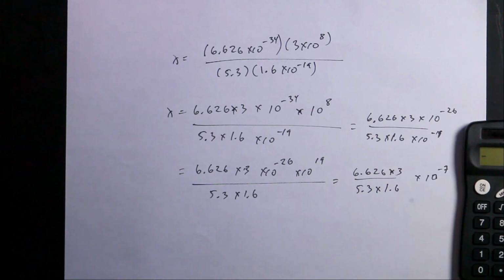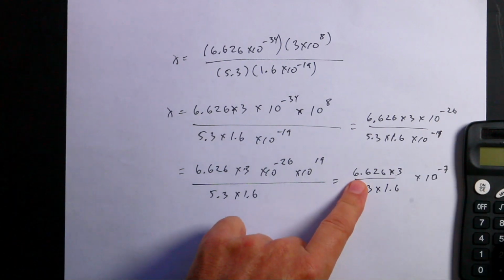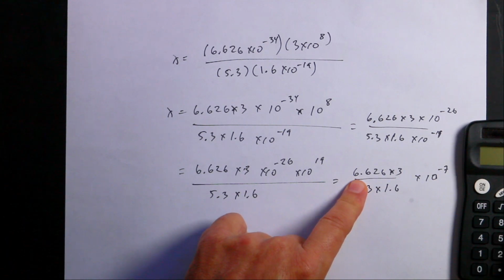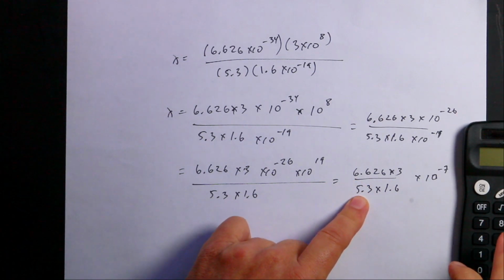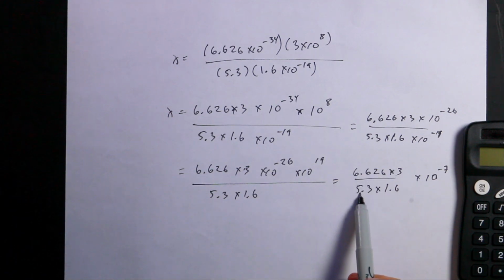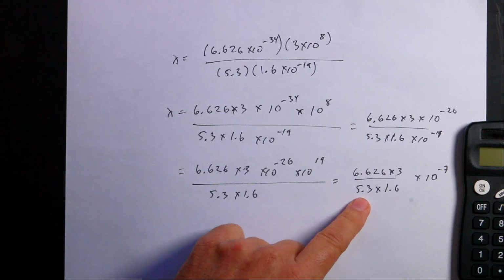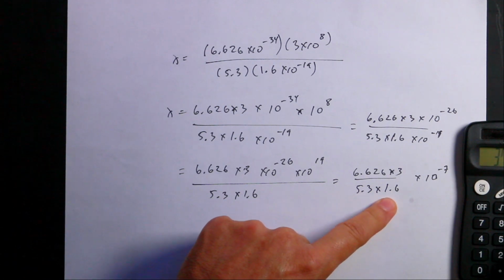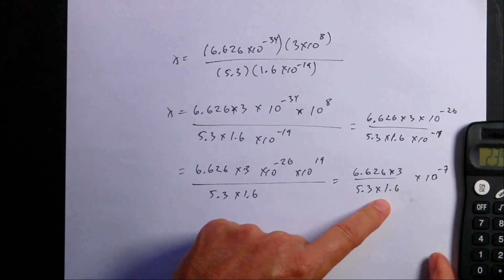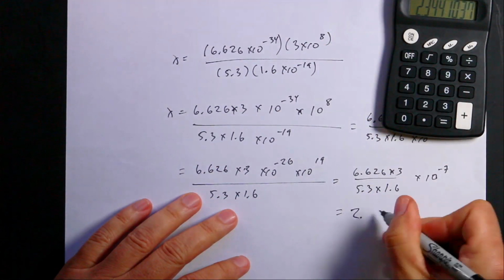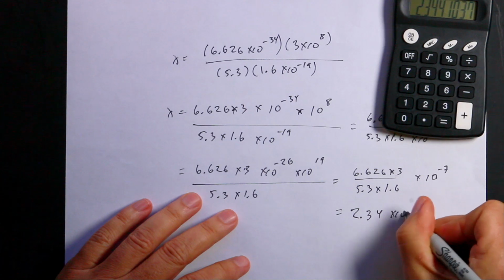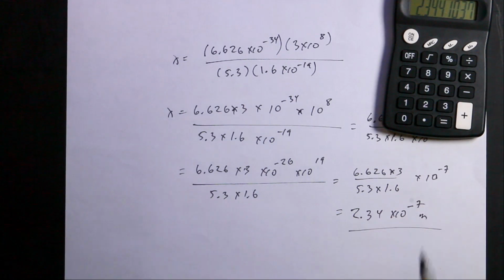So I can do that with my little calculator. So let's say clear, I'm going to do 6.626 times 3 equals. And then I think I can do this. Divide by, now I don't have parentheses here. So I can divide by this and then divide by that. Okay, so I'm going to divide by 5.3. Divide 5.3 equals. Now I'm going to divide by 1.6. Divide 1.6 equals. And I get 2.34 times 10 to the negative 7th meters. And that's the same thing I got before.